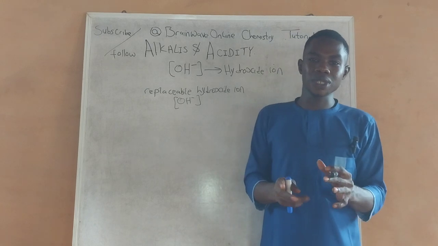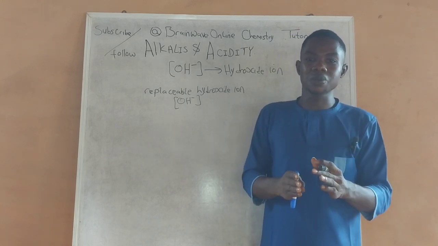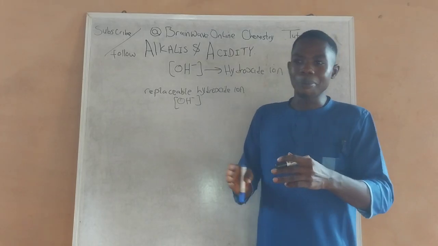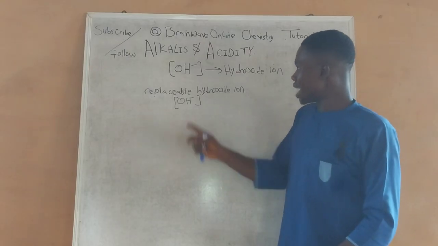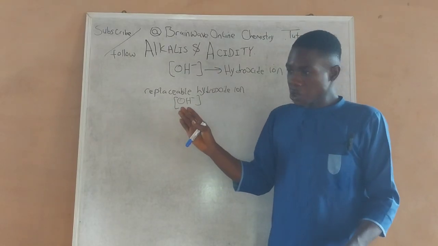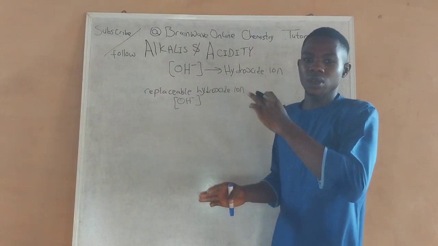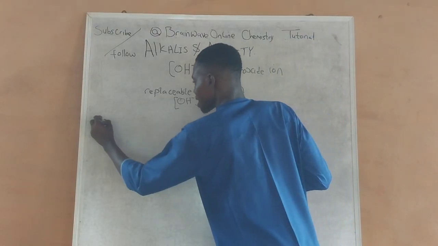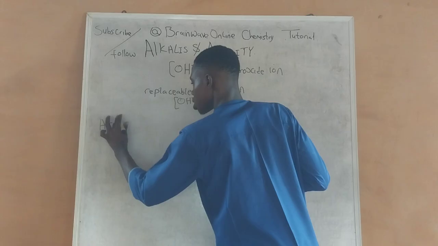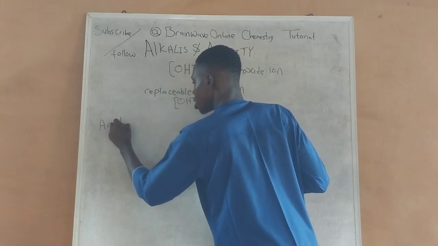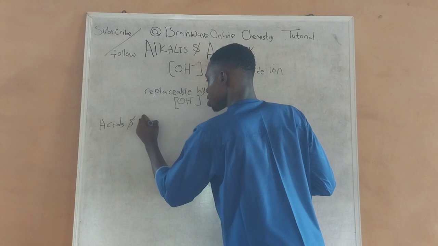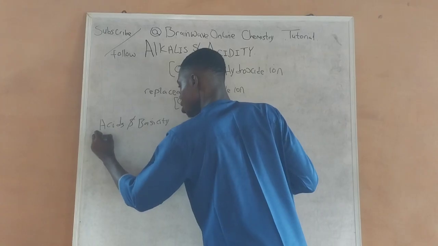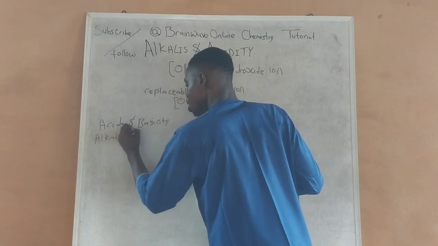In my previous video, when I was explaining basicity, I said that basicity is the number of replaceable hydrogen ion in one molecule of an acid. Basicity is talking about acid, while acidity is talking about alkaline. So don't mix the two of them up. Basicity goes with acid, while acidity goes with alkaline. So we have acid and basicity, while we have alkali and acidity.